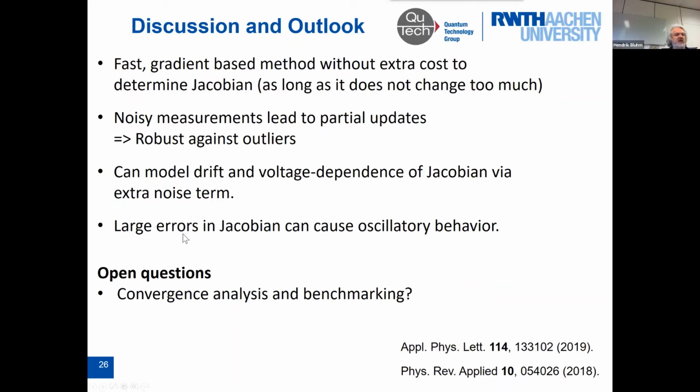On the other hand, we found that if one has large errors in the Jacobian, then not so surprisingly, this causes oscillatory behavior. So one needs to watch a little bit for the convergence behavior. And one thing that I would find quite interesting to see is a systematic convergence analysis and benchmarking against other algorithms. Being experimentalists, we've only focused on a practical demonstration of this algorithm.